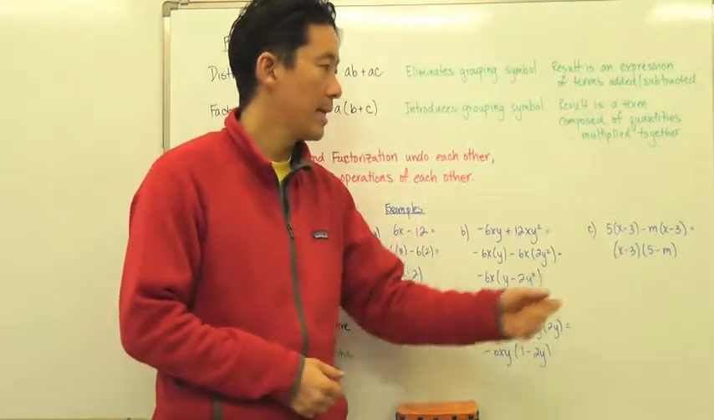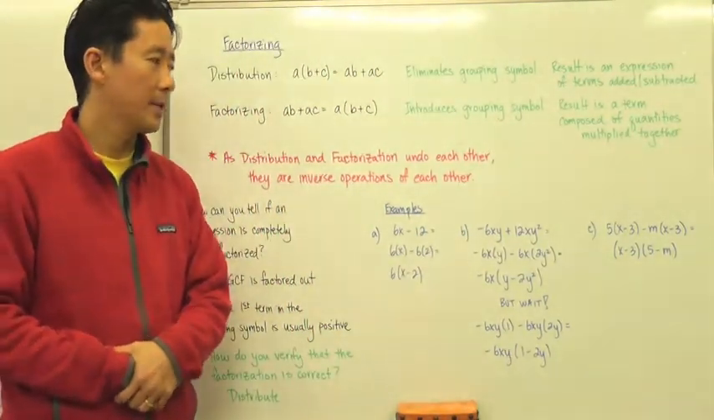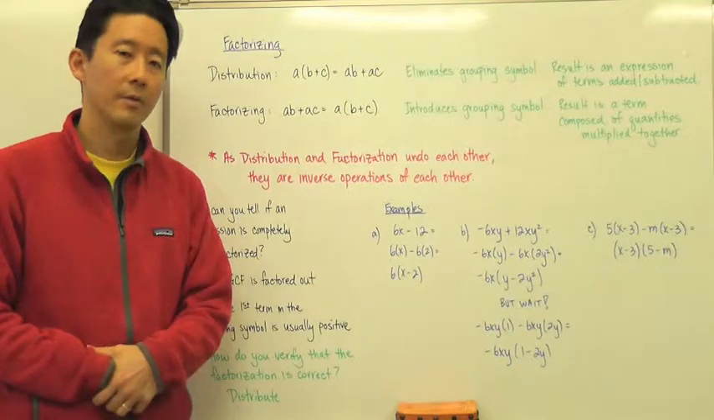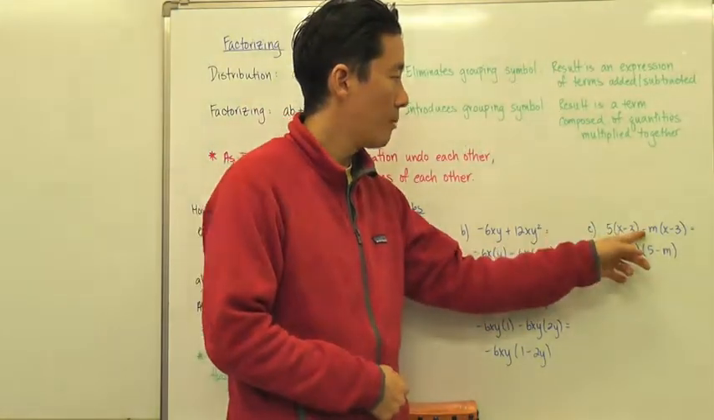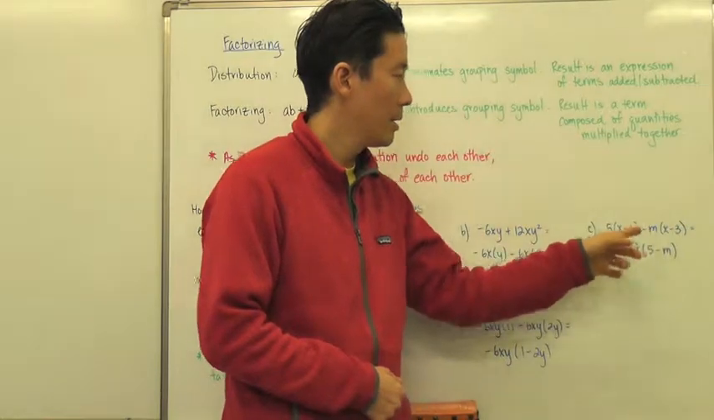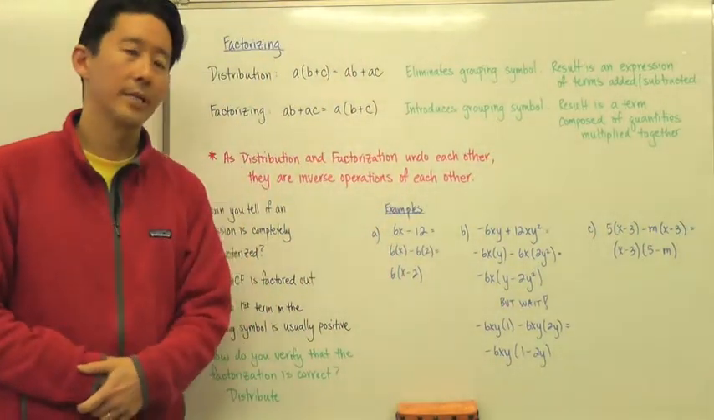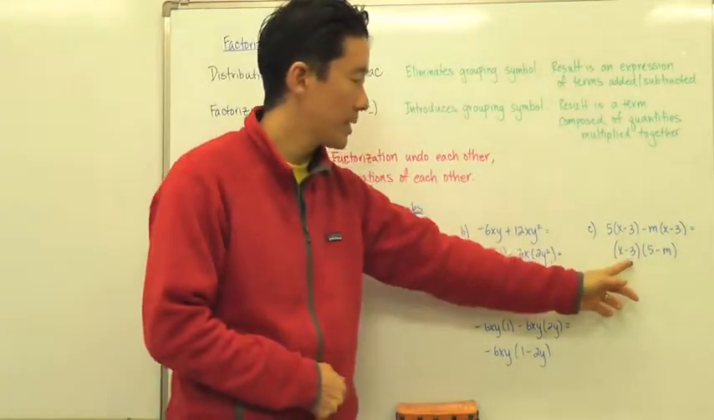Now, take a look at C. C looks a little bit more complex, like wow, look at all of that. We actually have two terms, right? Here's the first term, minus the second term here. How am I going to factorize that, and how did I come up with this?